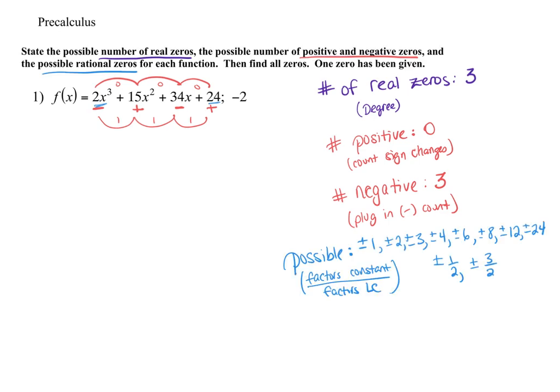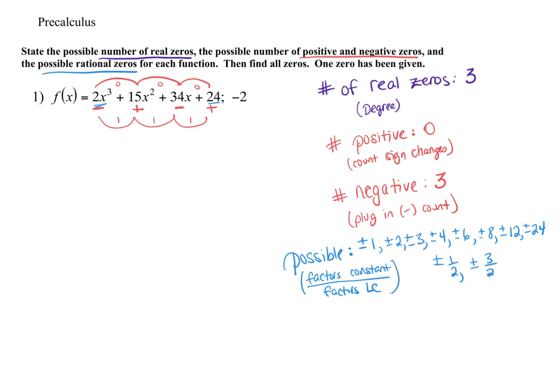So when I've listed them all out, these are all my factors of 24 over 1, factors of 24 over 2. And if they reduce to something I've already gotten, you don't have to write it again. All right, that's my possible ones.